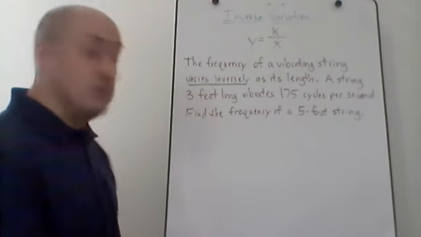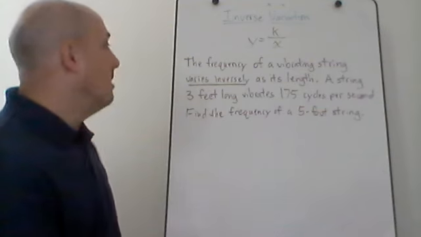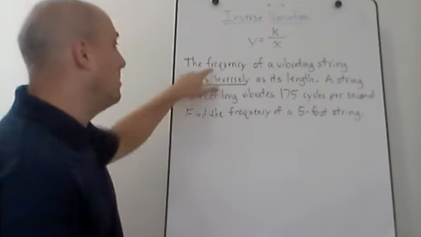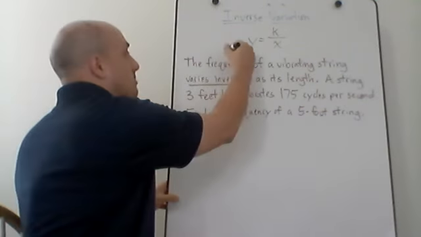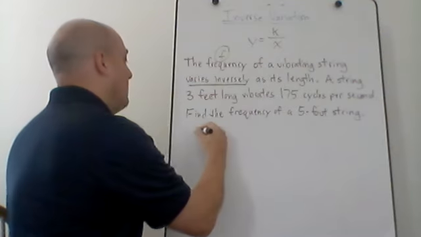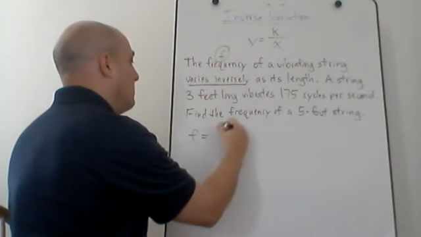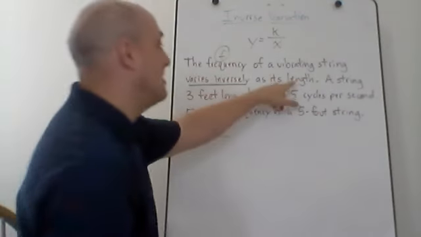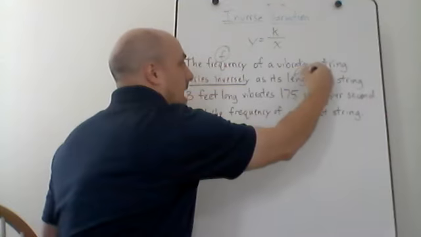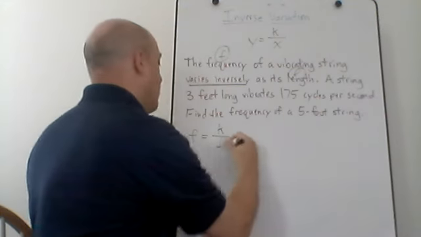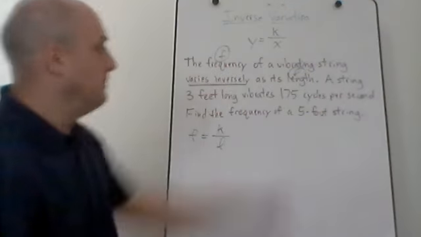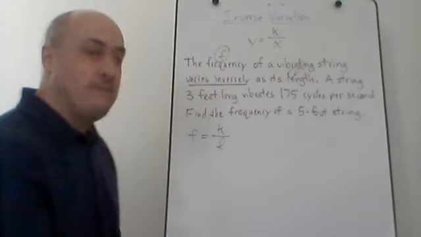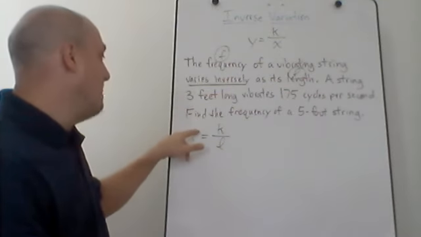Next thing, I want to actually set up that equation. So I'm going to use letters that represent the things that I'm talking about. We're talking about the frequency of a vibrating string, so let me call that F. So it's going to be F is equal to k divided by, it varies inversely as its length, so let me use the letter L to represent the length of the string. So I have F equals k divided by L.